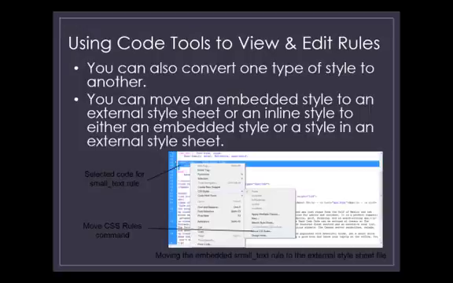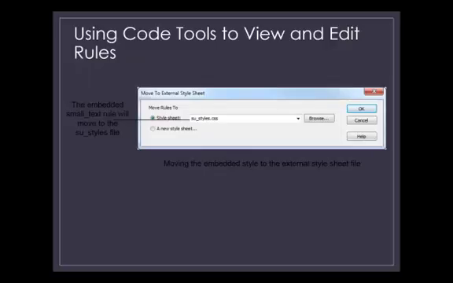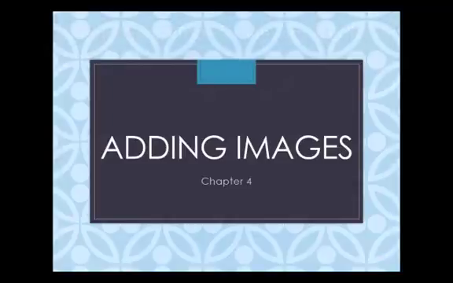You can also move styles in the CSS Styles panel by selecting the style, right-clicking it, and then choosing the action you want from the shortcut menu. Here you can see that we're embedding this small_text rule and moving it to the su_styles file. Next, we're going to be talking about how we add images to our website.